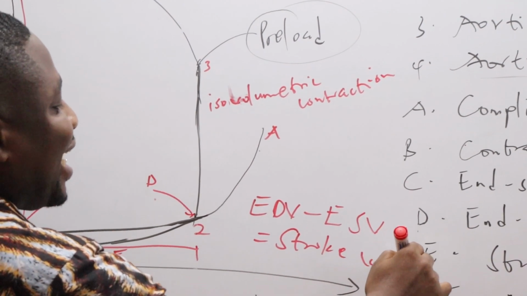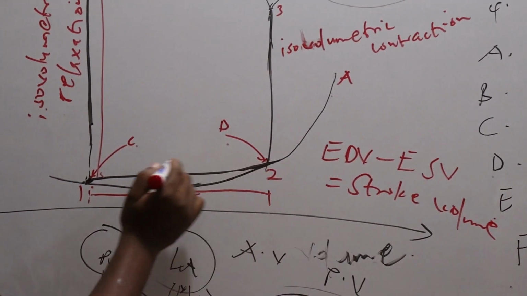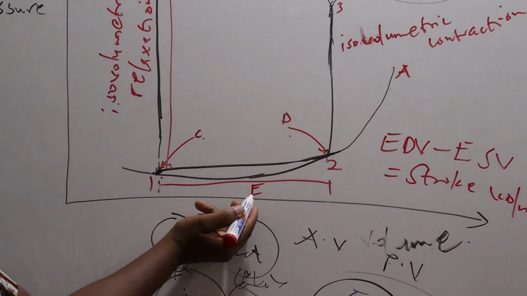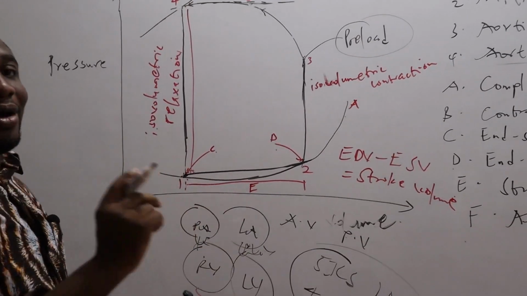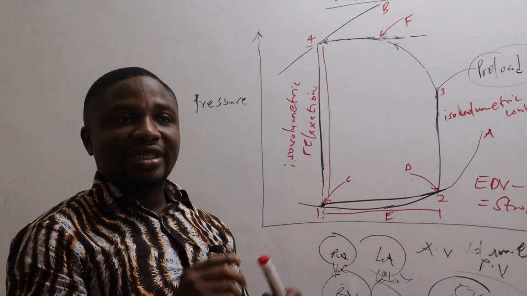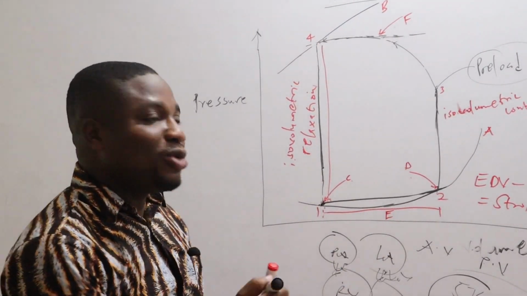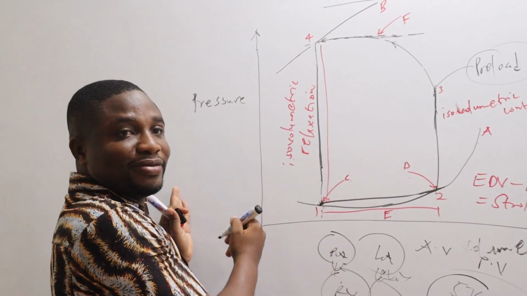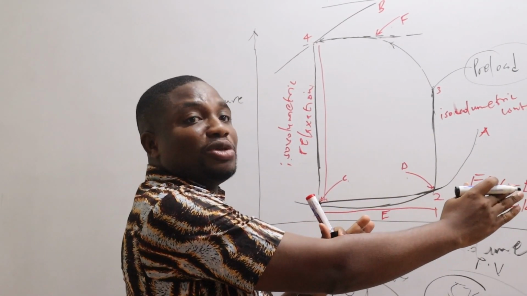The stroke volume. And that is indicated by the length of what? This line. The length of this line that you have here, which is represented as E. Now, how do we know that the end systolic volume is decreasing or increasing? The end systolic volume is decreasing when it's moving towards what? The left. And if it's moving towards the right, it is increasing.